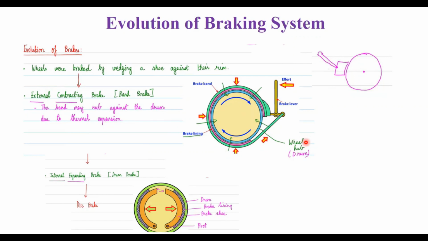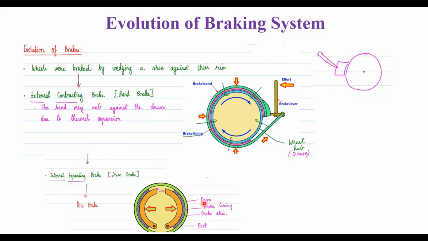There is one more evolution, which is nothing but a drum brake. See, in the case of band brake, the external surface, which is the band, the gap between the band and the lining, it expands basically. Okay, sorry, it contracts. It's already externally contracting. So as a result of that contracting, the gap reduces.